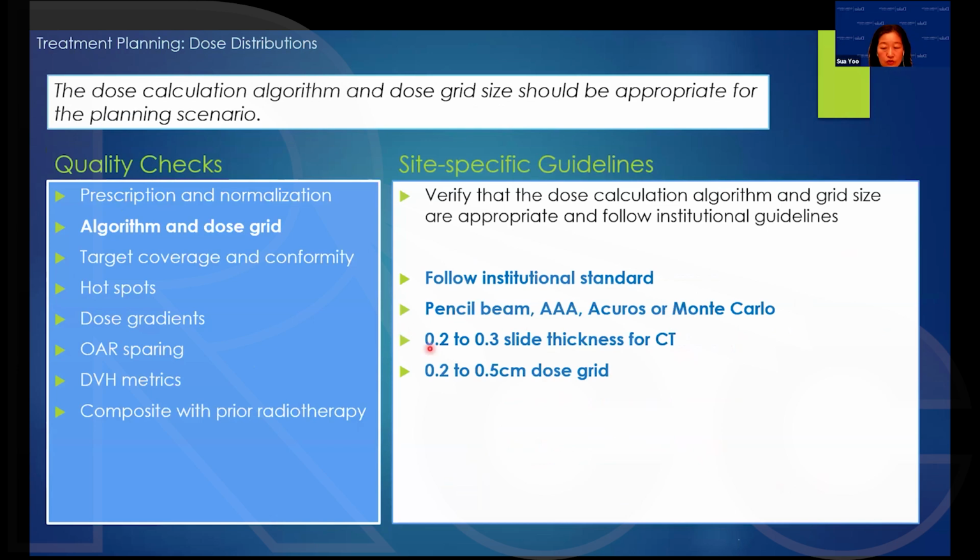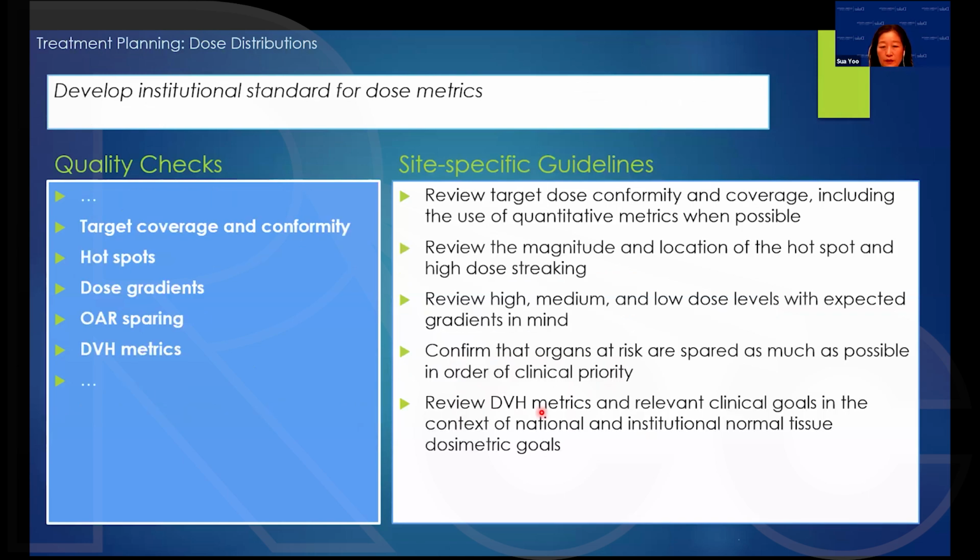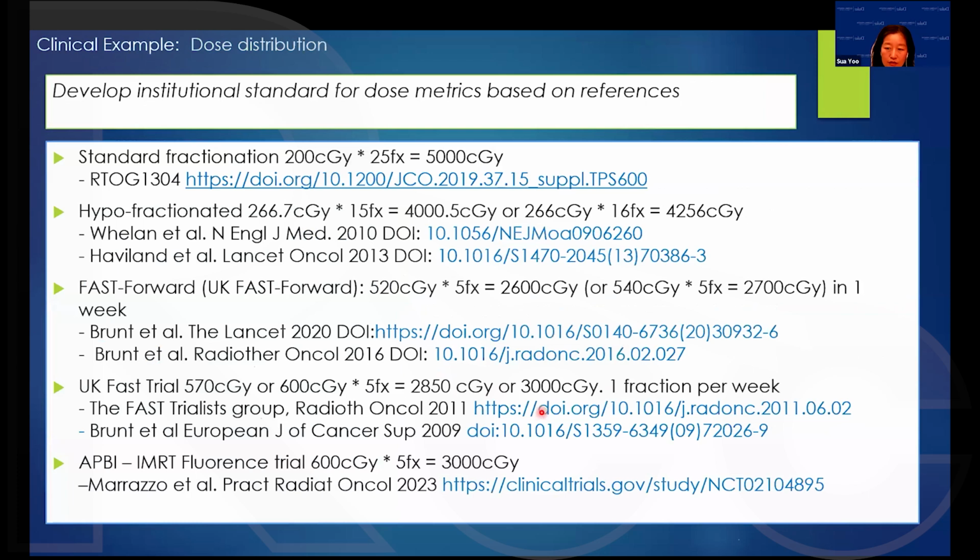For the algorithm, we use 0.2 to 0.3 slice thickness for the CT, and for the dose grid, we use 0.25, which works pretty good. And some of this dose constraint, I think you can screen capture this. These are the references for the dose constraints. Standard fraction, 200 times 25, RTOG gives pretty good dose constraint. Hypofraction, nowadays we do a lot of 267 or 266, 15 fraction, 16 fraction. These references provide a pretty good dose constraint.